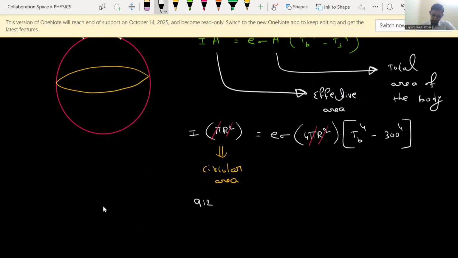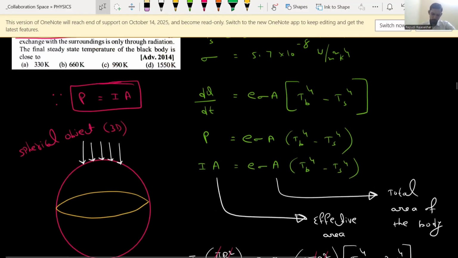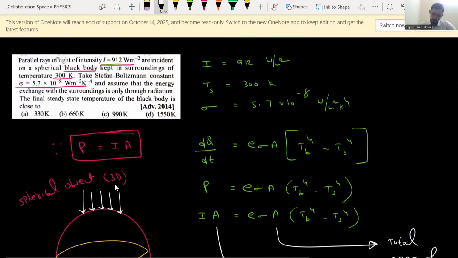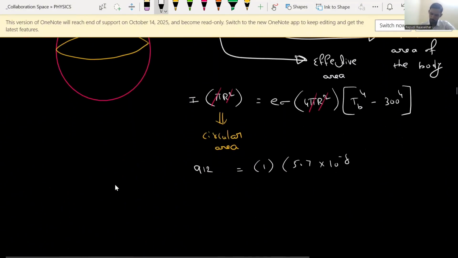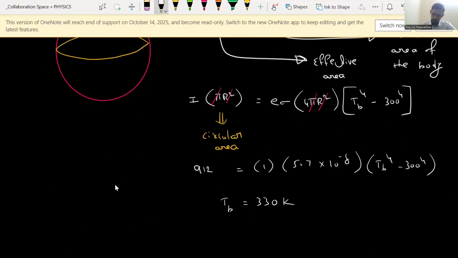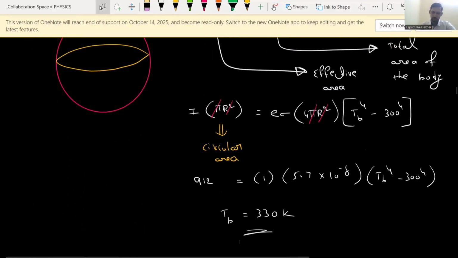So 912, the intensity given, equals, for a black body, what is the emissivity value? Of course, small e value is 1, and sigma is a constant whose value is given in the question: 5.7 into 10 power minus 8, into T b power 4 minus 300 power 4. Just simplify everything and finally you will get the T B value as 330 kelvins. This should be the answer for this question.